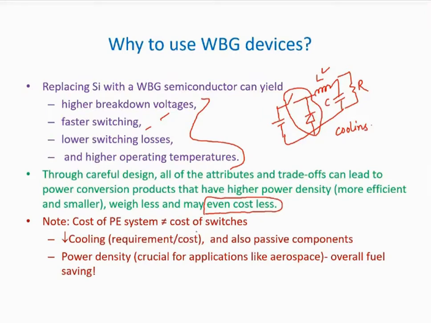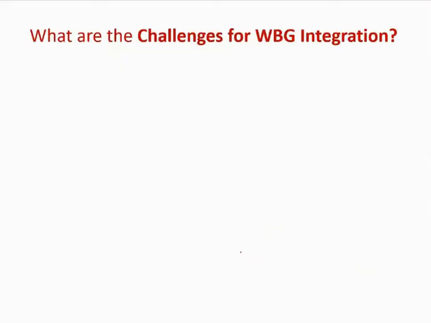So if you can design it properly so that your other costs come down, even though your power electronic device cost is more due to wide band gap devices, but if you can design the system properly so that other requirements come down, cooling requirement comes down, so your fan or heat sink size comes down, passive component size comes down, right? So then they still find application.